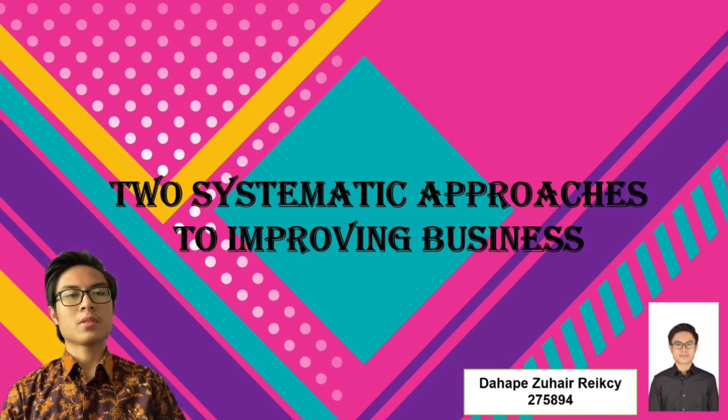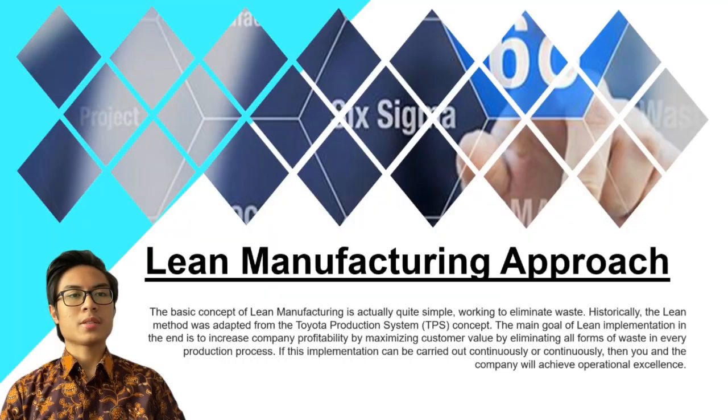In this part, I want to talk about two systematic approaches to improving business. First is the lean manufacturing approach. The basic concept of lean manufacturing is actually quite simple: working to eliminate waste. Historically, the lean method was adapted from the Toyota Production System concept.